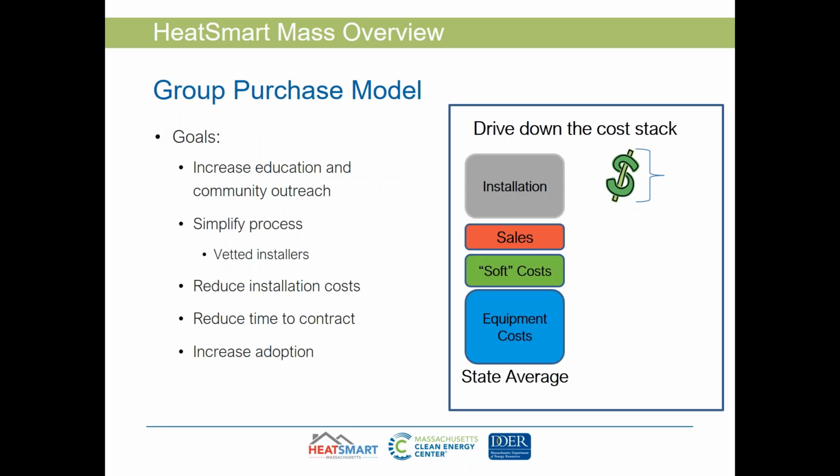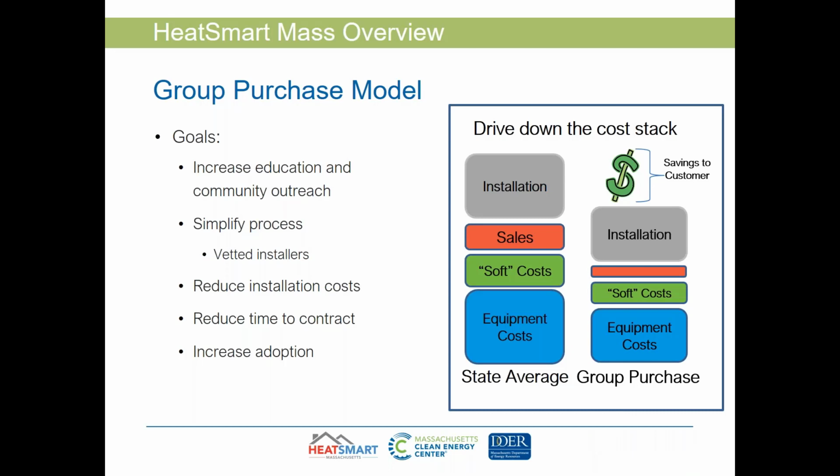In terms of what the group purchase model is, it's a model that helps increase education and community outreach. It simplifies the process of installing these technologies through things like vetted installers and a prepackaged type of program. It helps reduce installation costs, reduce time to contract, and increase adoption. Really, what this model is doing is addressing the market barriers that folks might find challenging in adopting these technologies, things like cost, inertia towards signing a contract, or complexity.